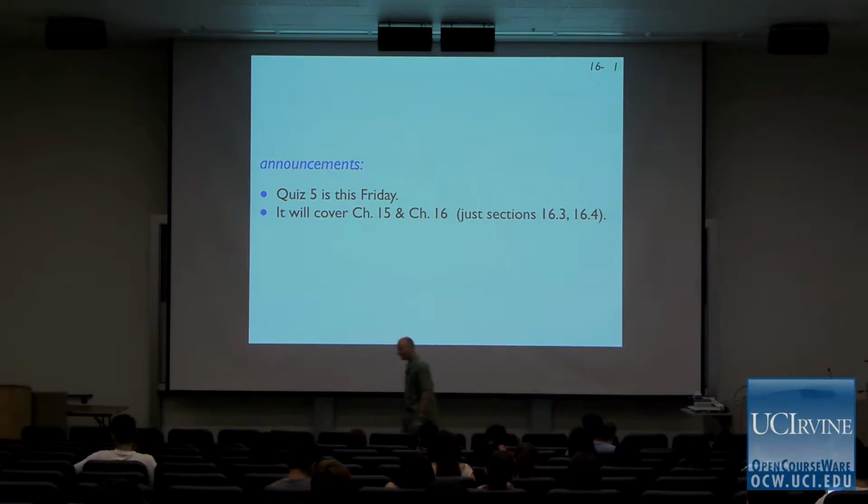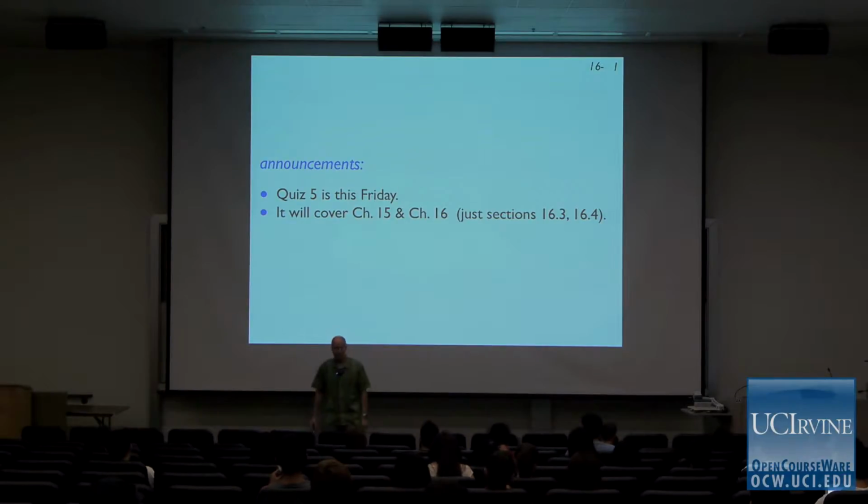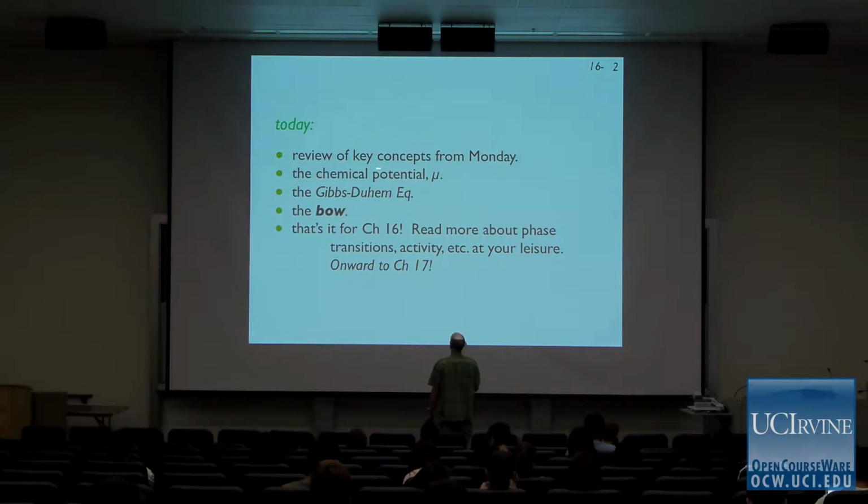if you look back at the last 2 lectures, you'll do a pretty good job, I think, of answering the problems on quiz 5. I'm going to pull the questions right out of the last couple of lectures. So what we're going to do today is review some of the key concepts from Monday. We're going to talk about this thing called the chemical potential for the first time.